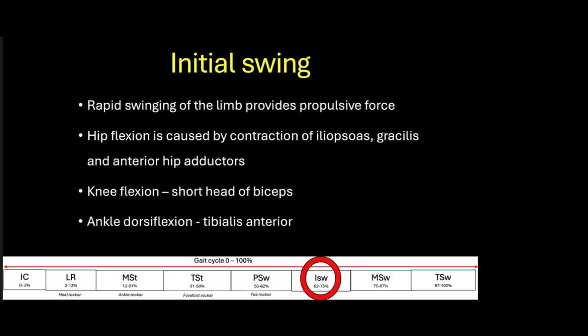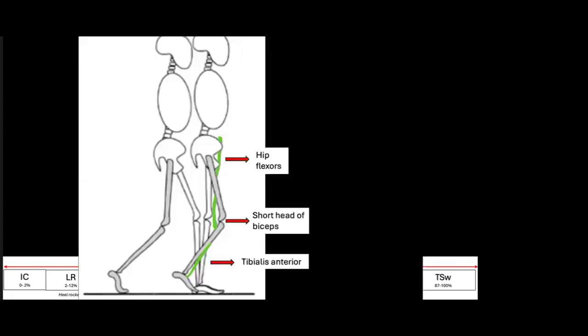Okay. So in the initial swing, there is flexion of the hip, which is caused by rapid swinging of the limb, which provides propulsive force, which is powered by the eccentric contraction of the iliopsoas, gracilis and the anterior hip adductors. All these three muscles act together to flex the hip. This adds like a power stroke that happens during gait.